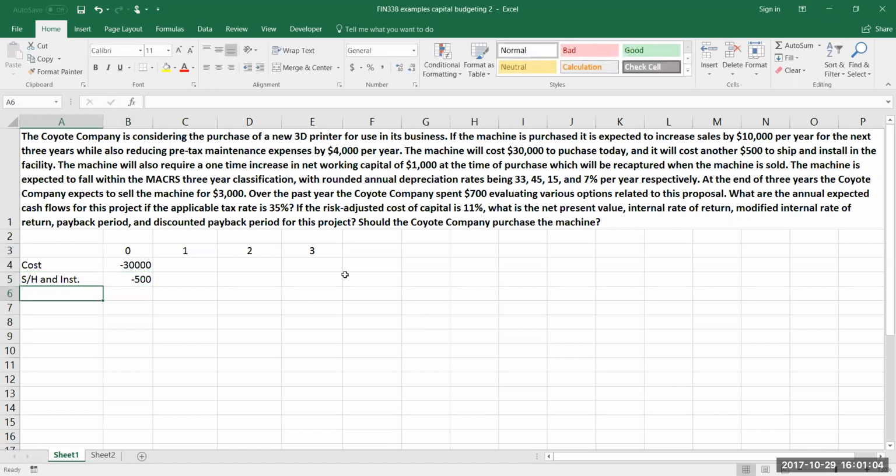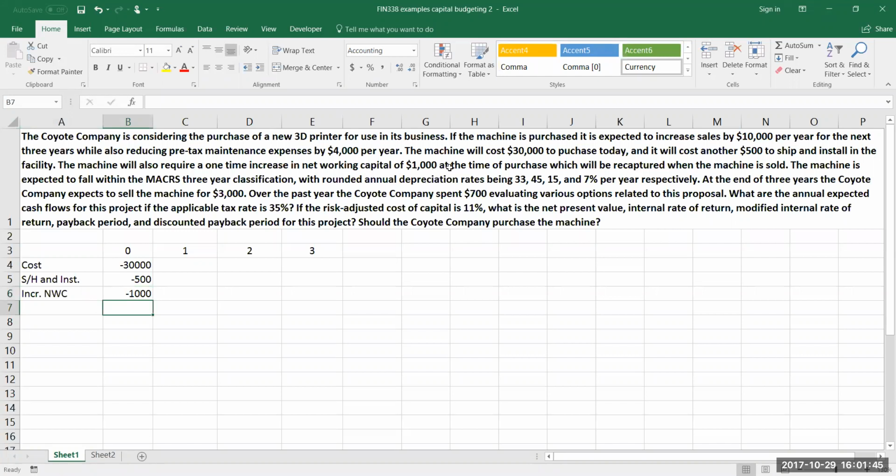Now the problem also specifies that the machine will require a one-time increase in net working capital of $1,000 at the time of purchase, which will be recaptured when the machine is sold. So an increase in net working capital is an outflow of cash. You can think of that as having to procure additional working capital, or spending money to buy additional working capital. So in that case, we have an increase in net working capital of $1,000, and since it is an increase, it is an outflow. So we have that for time 0.